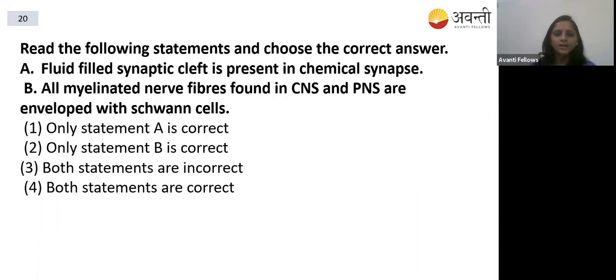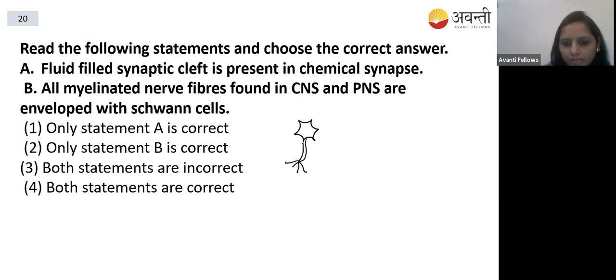Read the following statement and choose the correct answer. The fluid filled synaptic cleft is present in the chemical synapse. Okay. So do you know what is the chemical synapse, right, guys? So here you can see one of the neuron, right?